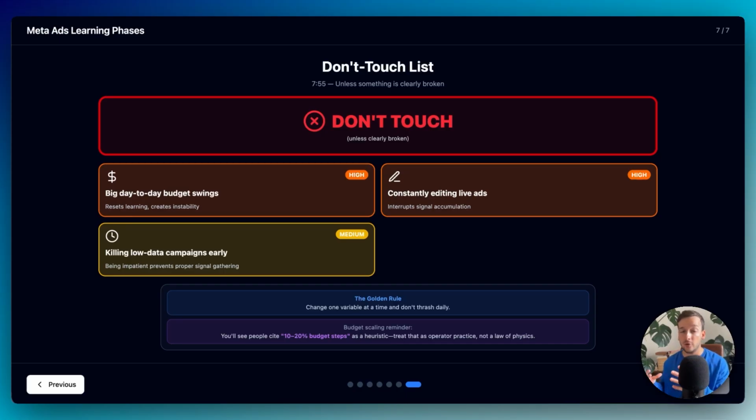And even though we're on week 3, still be aware that some of your campaigns might need more time, especially depending on the business area that you're working at. So if your campaign is still low data, it doesn't necessarily mean that it needs to be killed. You can give it some more time for it to collect proper signals and later on decide.